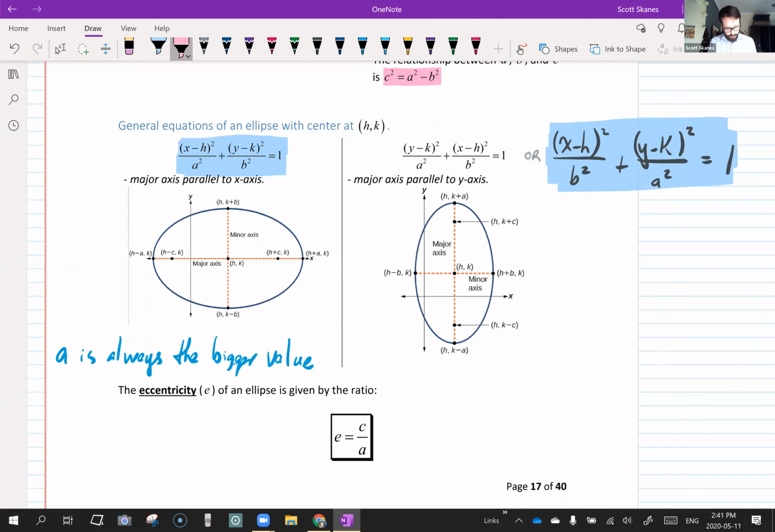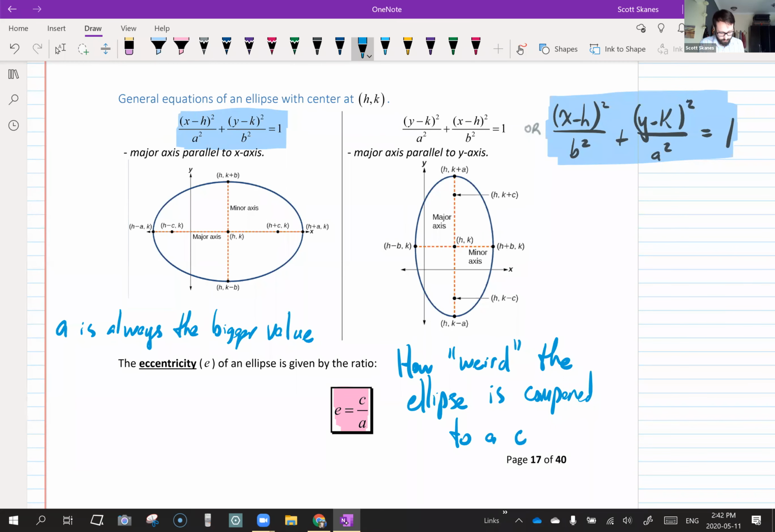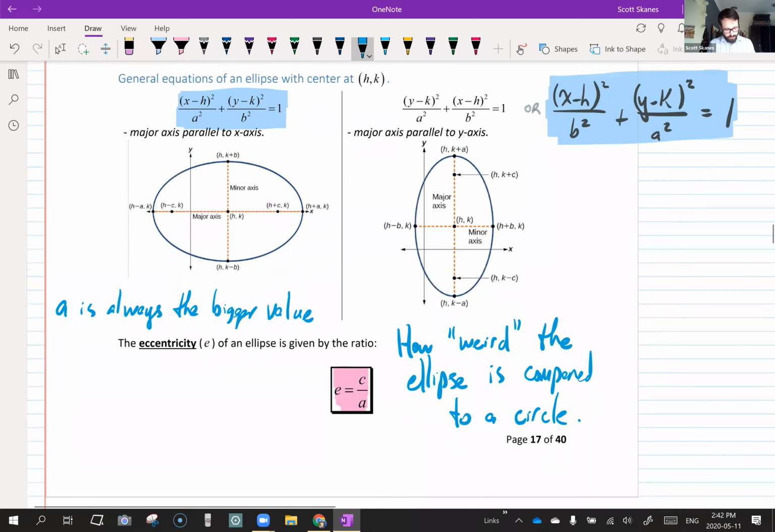And then finally, I mentioned eccentricity. It's how squished or how stretched the ellipse is compared to a circle. Or I like to say how weird the ellipse is compared to a circle. So if it looks like a circle, the eccentricity is just 1. If it looks like a crazy stretched out circle, the eccentricity is going to be much bigger or much smaller, depending on it. Let's look at some examples, okay?